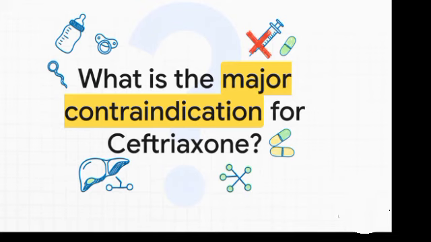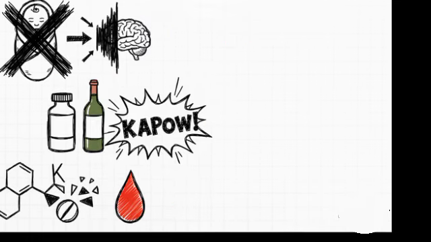All right, time for a classic board exam question. There is one very specific patient population where using ceftriaxone is a huge no-no, a major contraindication. What is it? The answer is neonates. In newborns, ceftriaxone can actually knock bilirubin off of albumin. This free bilirubin can then cross the infant's undeveloped blood-brain barrier and cause a devastating neurological condition called kernicterus. It can also cause something called biliary sludging.